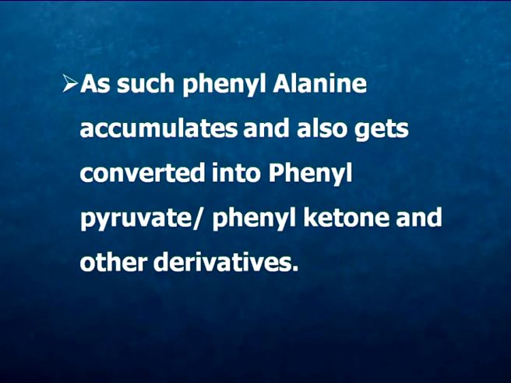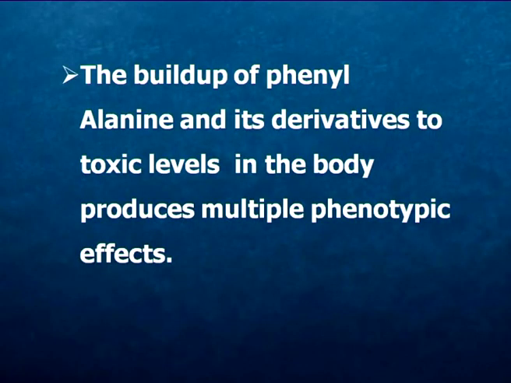What happens? As such, phenylalanine accumulates and also gets converted into phenyl pyruvate or phenyl ketone and other derivatives. Now, this is the metabolic error, which occurs when the fetus is within the womb of the mother. Now, because of this inborn error of metabolism, we observe what are called infantile deaths.